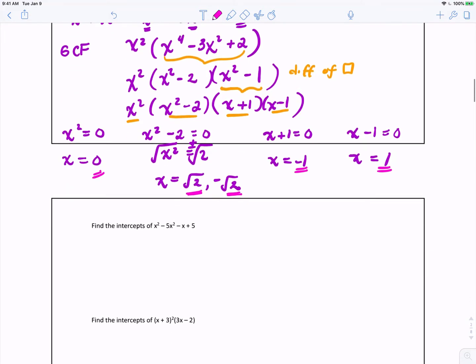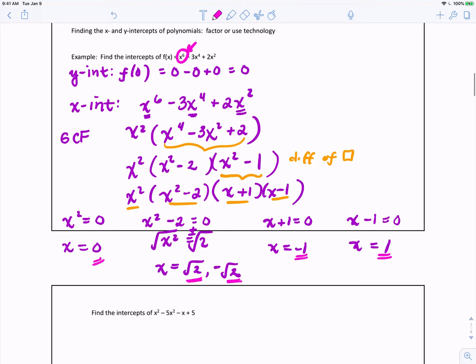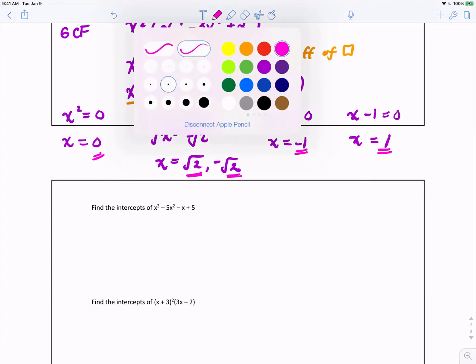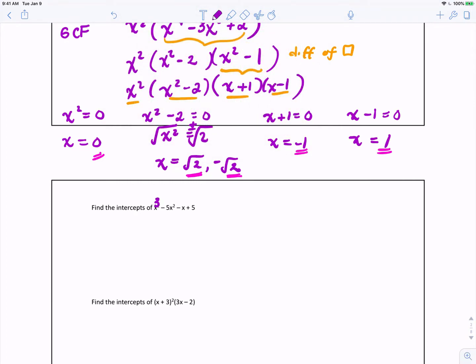All right, we'll talk a little bit about how you know how many of each root you're going to have in a little while. Let's try this next one. Find the intercepts of x squared minus 5. Let me just change this for a moment. We're going to change this to x cubed. Find the intercepts of x cubed minus 5x squared minus x plus 5.